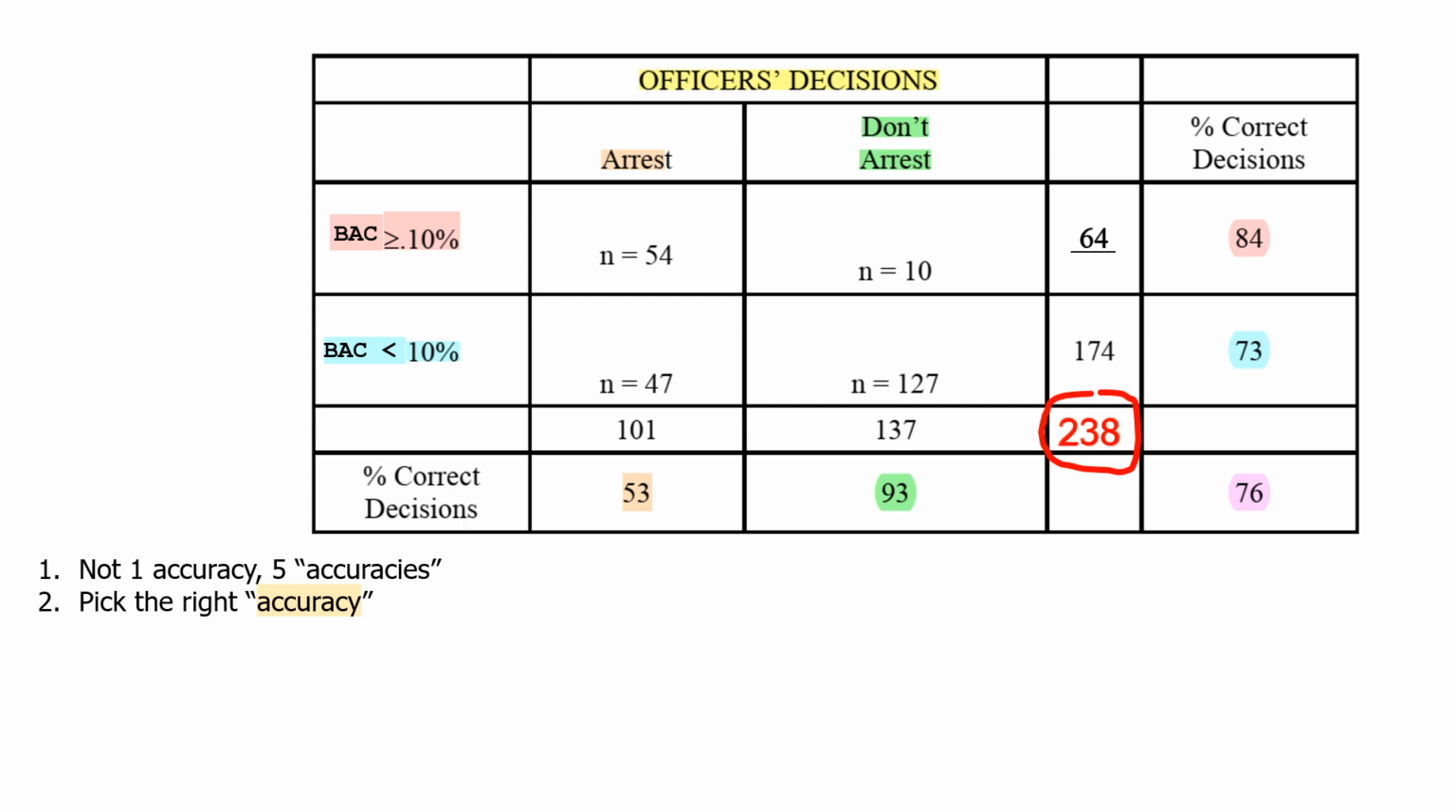The sobriety test was given to 238 people. Of those 238 people, 64 had a high BAC. Neither of these two numbers has anything to do with the sobriety test itself.